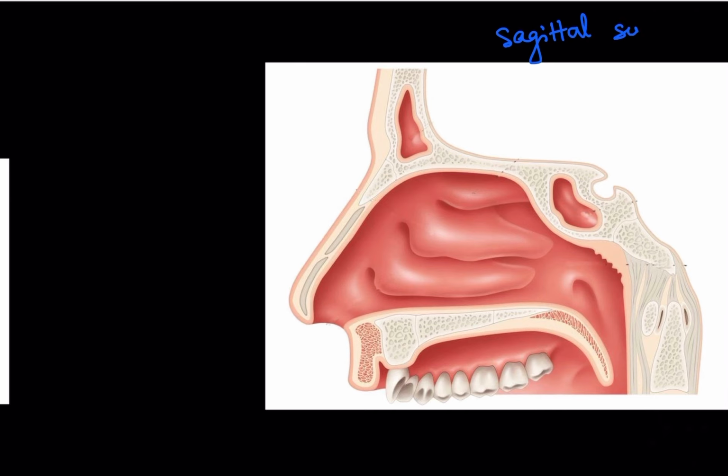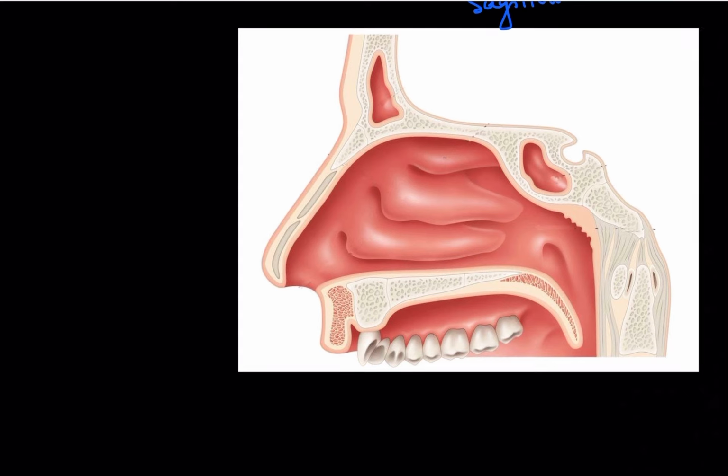See, on the right hand side picture, this is the sagittal view. Imagine you have cut through the sagittal suture. So this is the sagittal section. Here you can see this is the superior nasal concha, and behind this depression, the shadowed part, is the superior nasal meatus. Similarly, this is the middle nasal concha, and this is the inferior nasal concha. So this is how it looks.